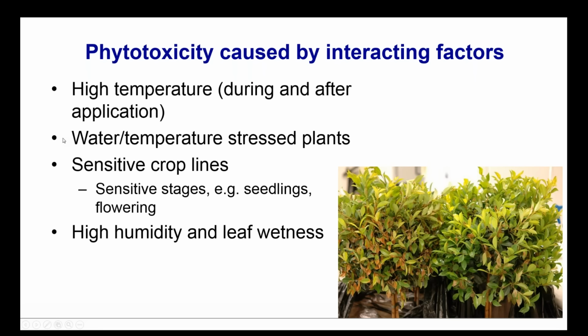Sorry that it's the first time that we've had people have problems raising their hands. I'm not sure why that's the case, but high temperature and water-stressed plants tend to promote a phytotoxic reaction, and so do sensitive crop lines. We all know that there are lines of plants that you just avoid spraying whenever you possibly can because they're more susceptible, more sensitive. And the same, different stages of different plants can be more sensitive. So as you become more familiar with plant varieties and species, then you can gauge the boundaries, if you like, of what you can apply and what you can't and when.